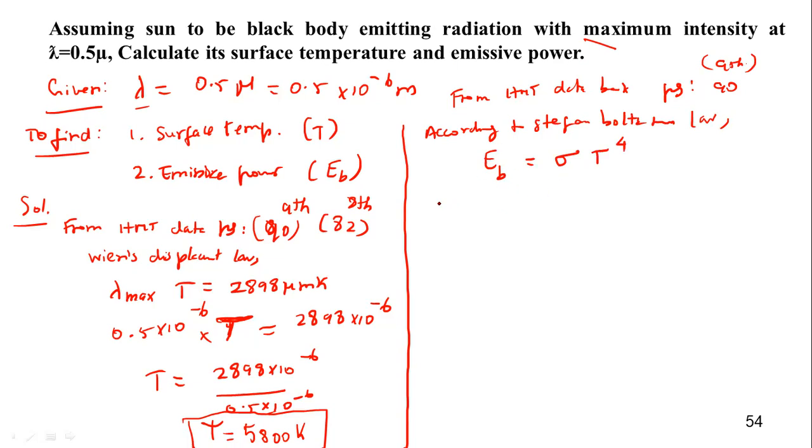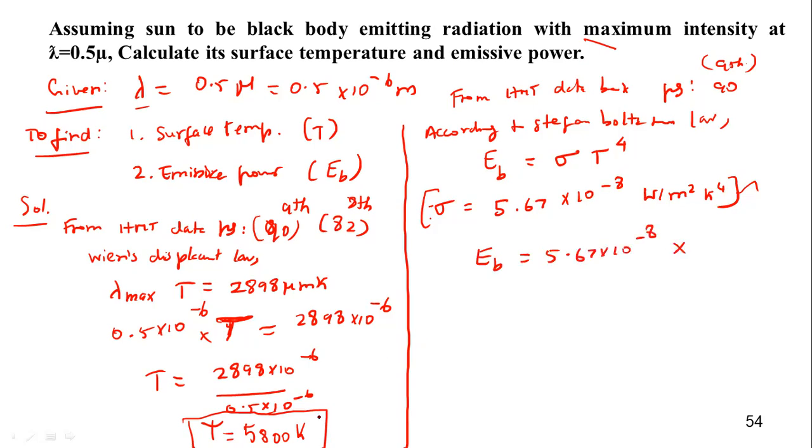We know that sigma is a constant value, with no changes in that. Sigma is equal to 5.67 into 10 power minus 8 watt per meter square Kelvin to the fourth. This value is also on the same page. Now we just substitute the values. We know the surface temperature, so we find out the emissive power. Sigma is 5.67 into 10 power minus 8, into the surface temperature 5800, to the fourth power.